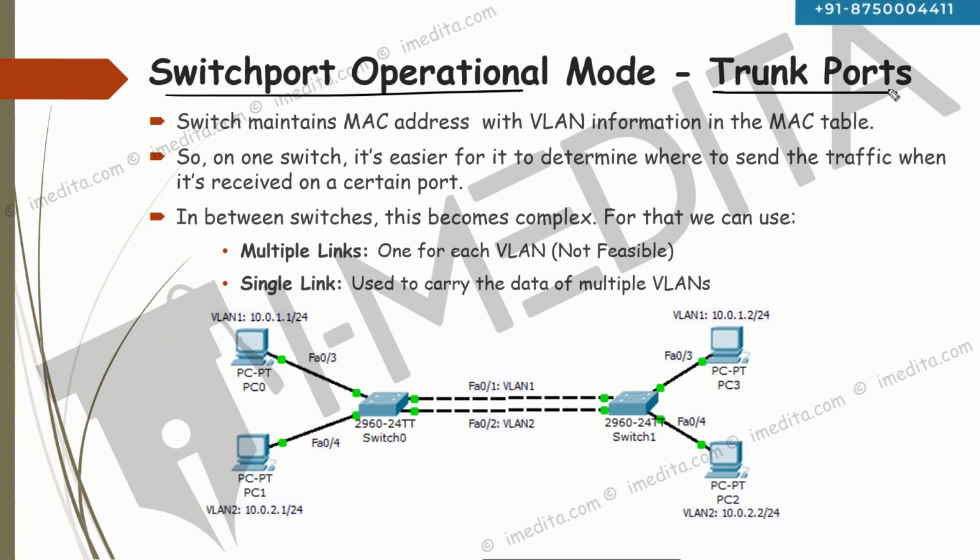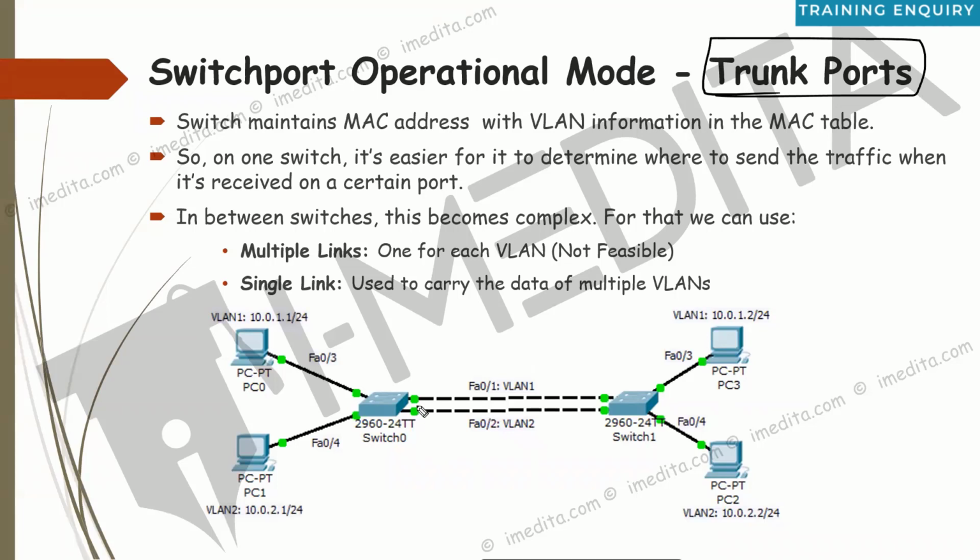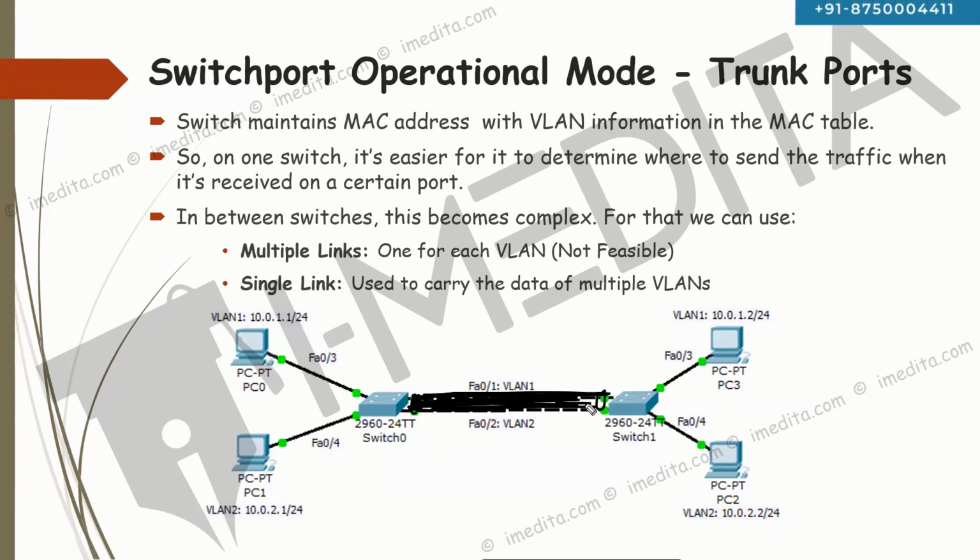And that is where our next operational port comes into the picture: the trunk port. Instead of connecting multiple links, one dedicated to each VLAN, what we can actually do is configure these things called trunk ports. Instead of doing this, we can connect one single cable here. This is just one cable between the switches, and the same cable is going to carry the data for VLAN 10, the same cable is going to carry the data for VLAN 20, 30, 40, and basically the rest of them.